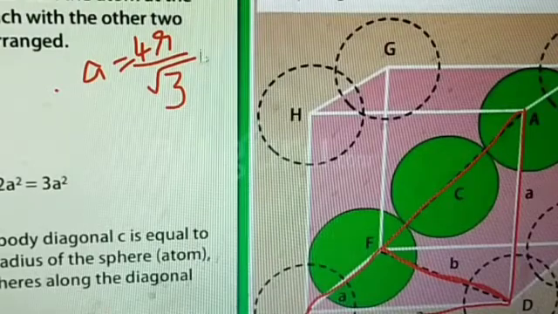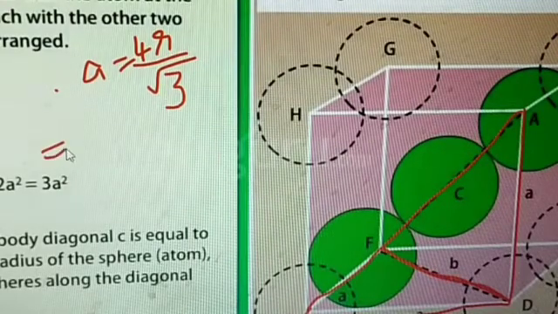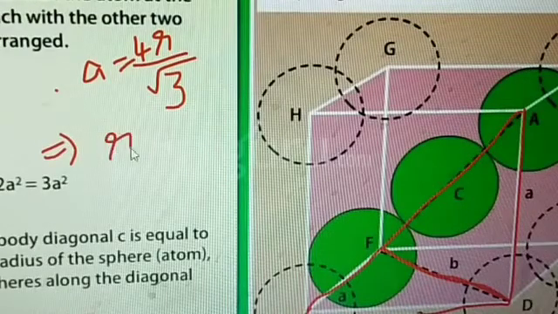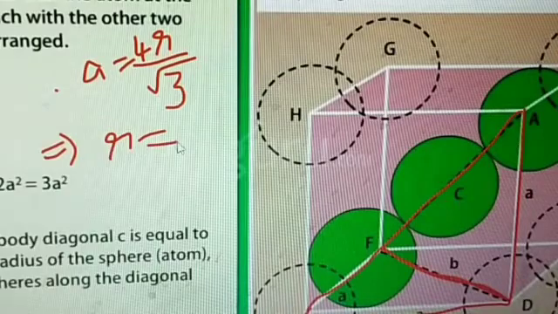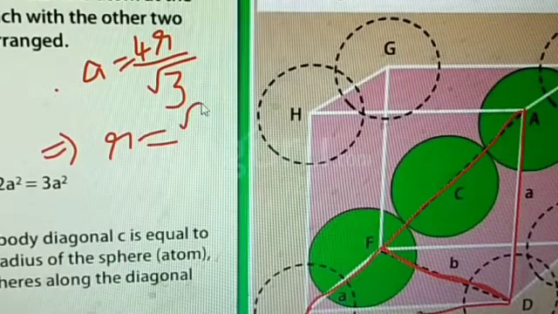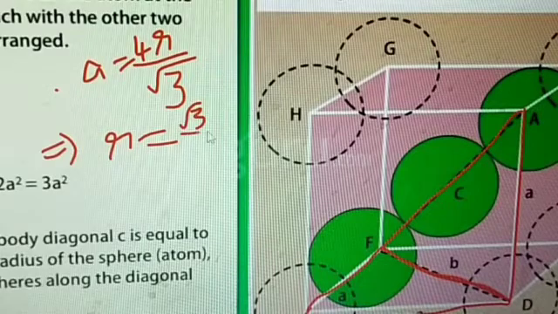And also we can write from this R is equal to, that implies R is equal to, what will happen? If we move this side, numerator will become denominator, denominator will become numerator. So R is equal to root 3 by 4A, since here it is in the denominator, so it will come as numerator. Root 3 by 4A.